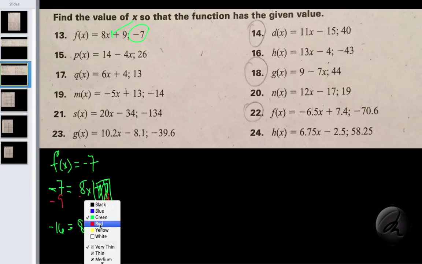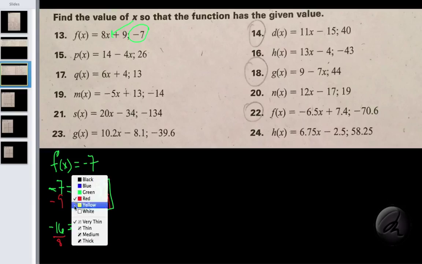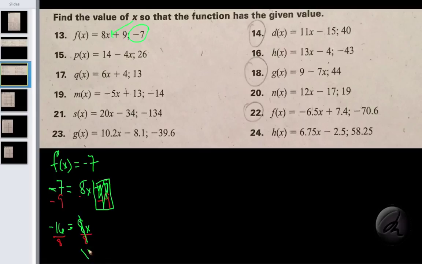So I'm almost done. Now I need to detach my 8 from my x by dividing. So if I do it to one side, I must do it to the other. And now this is eliminated. I have now x isolated, and it is negative 2.